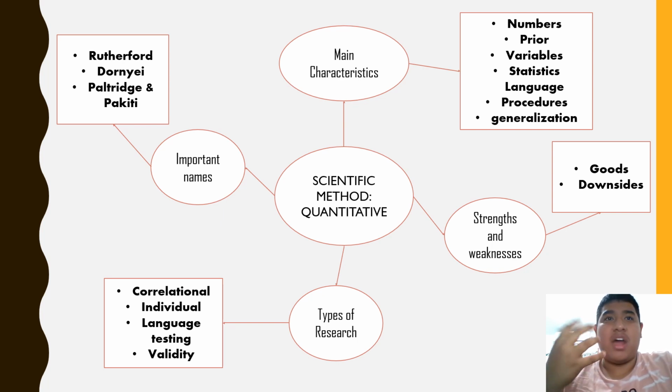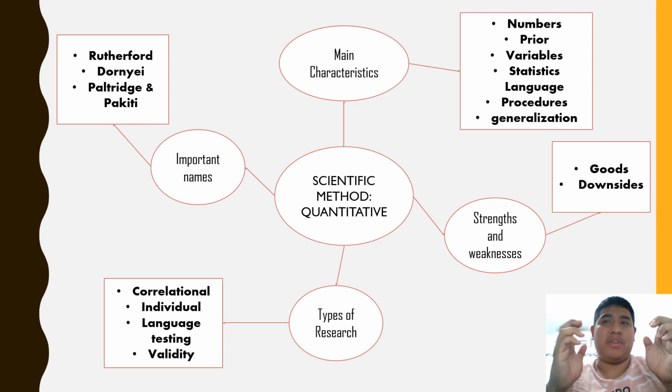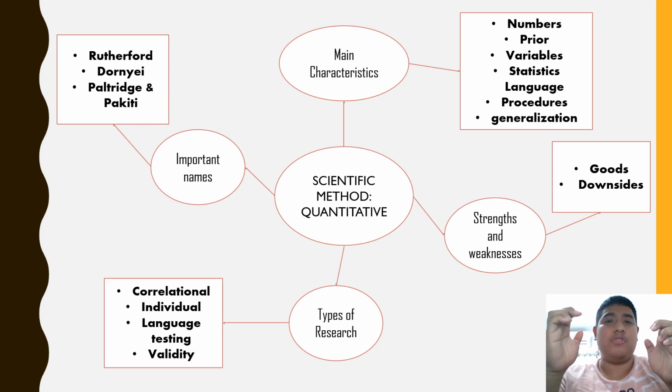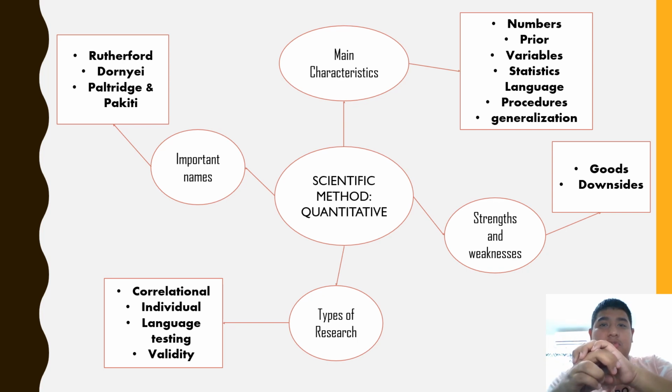Next, you need a prior, which is to be ahead of what you're going to do in your research, to not get lost. Next are your variables, which can be dependent and independent. The independent is going to be freely around all your investigation, and the dependent is going to be attached to the independent.